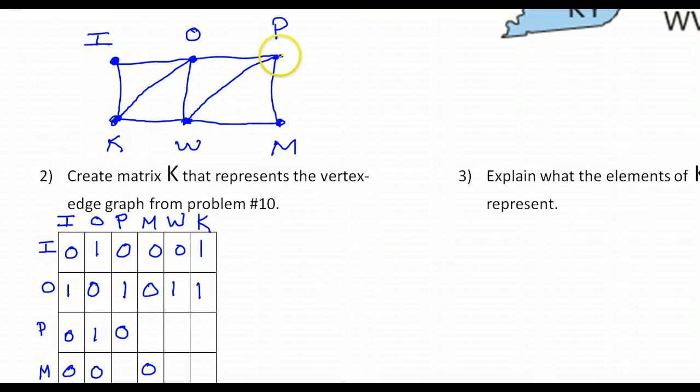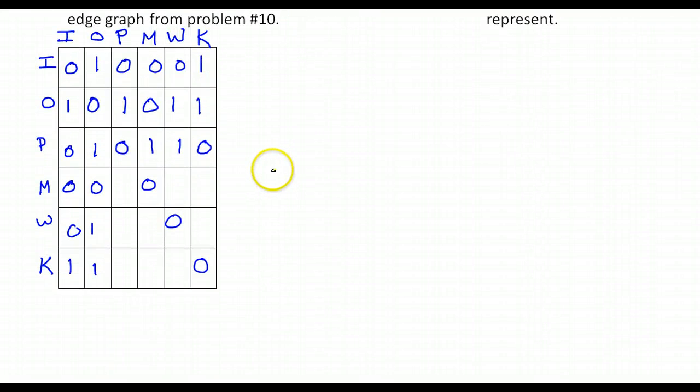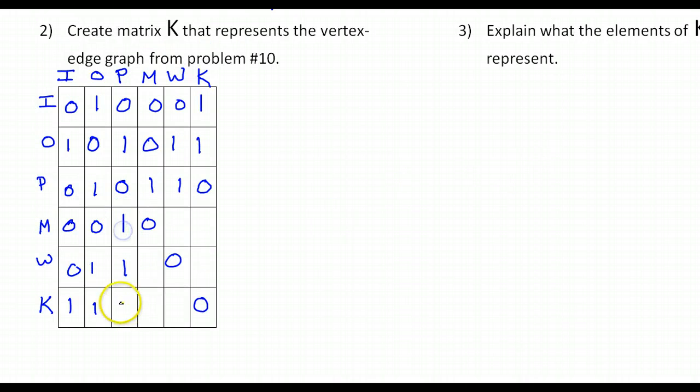Pennsylvania shares a border with 3 things: Ohio, West Virginia, and Maryland. So there's Ohio, West Virginia, and Maryland, but not Kentucky. Looking at it the other way, Pennsylvania shares a border with Ohio, West Virginia, and Maryland, but again, not Kentucky.